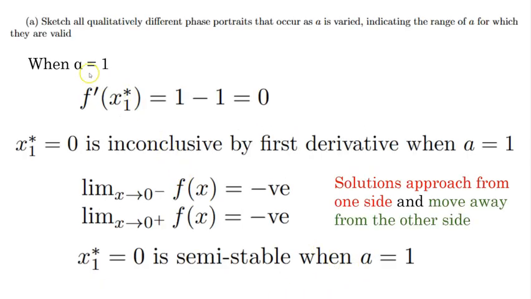How about when a equals 1? Well, plug it in once again, and we'll get 0. Now, this is not greater or less than 0, it's equal to 0, so this is inconclusive. So we're going to have to find a different method when a equals 1 for x1 equals 0. So let's try to approach from the left side. As x approaches 0 from the left, we get a negative solution. And as x approaches 0 from the right, we get negative. So solutions approach from one side and move away from the other side. This is called being semi-stable. So we can see that x1 equals 0 is semi-stable when a equals 1.